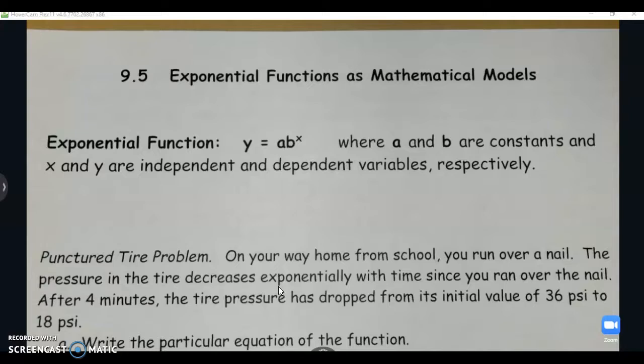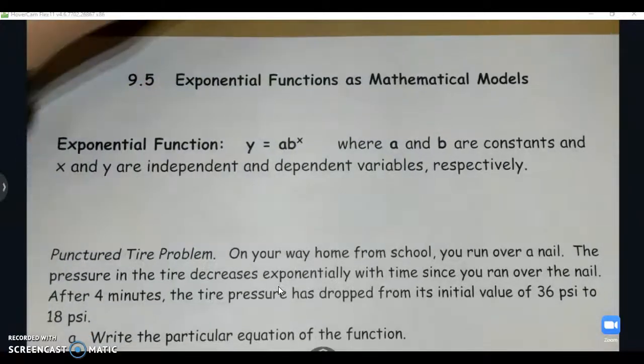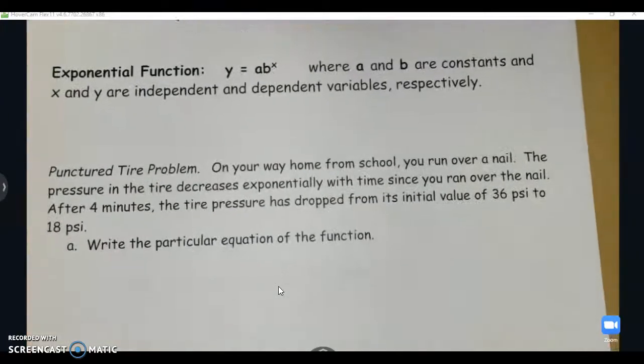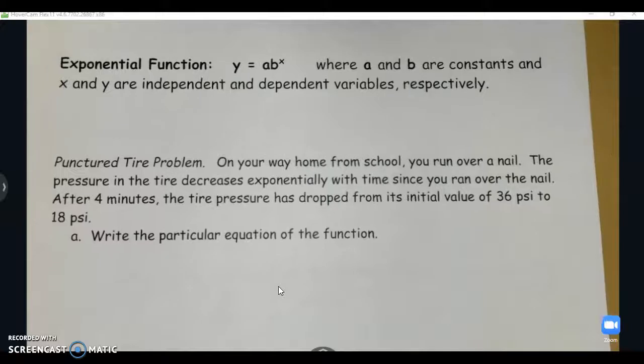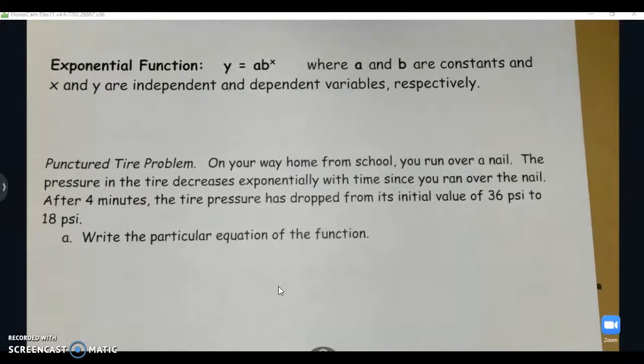So when we are given these types of word problems, these are all going to be word problems, so you have to read. The first thing we're going to do is define our variables. So let's start with the punctured tire problem. On your way home from school, you run over a nail. The pressure in the tire decreases exponentially with time.